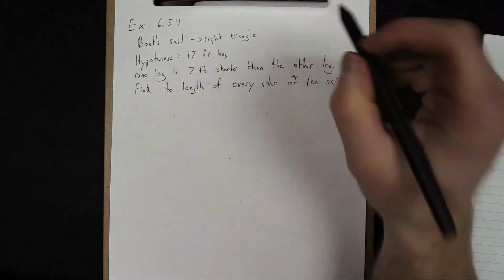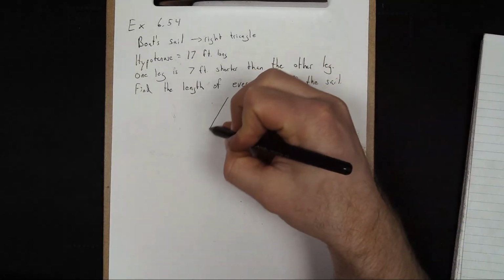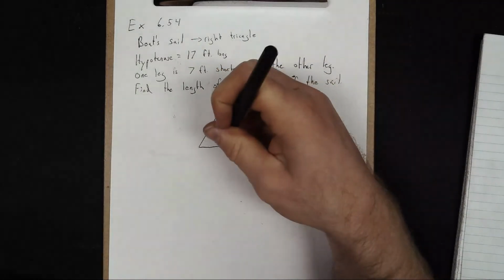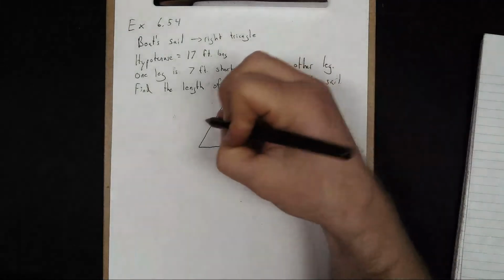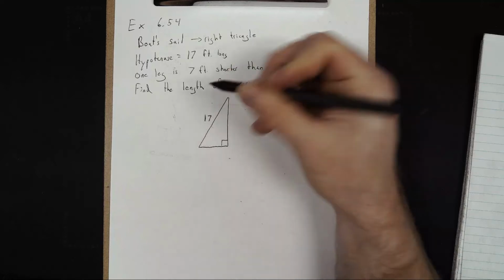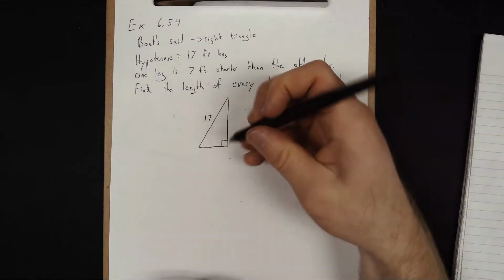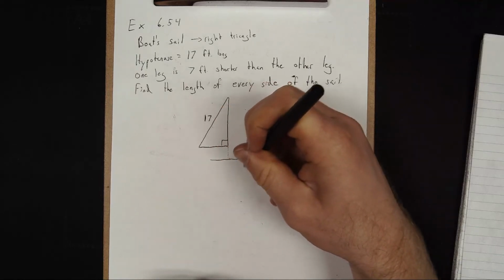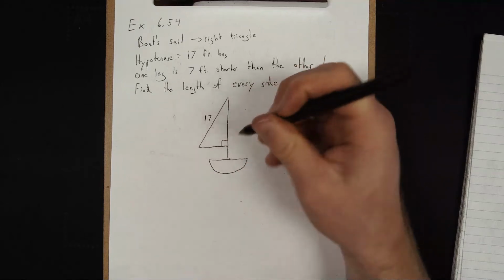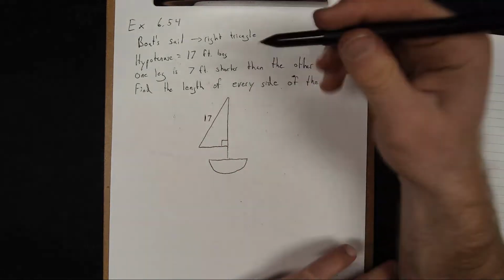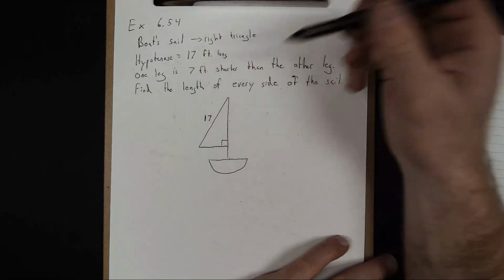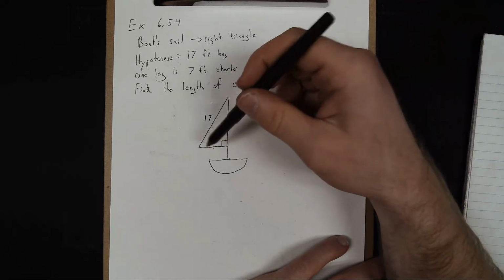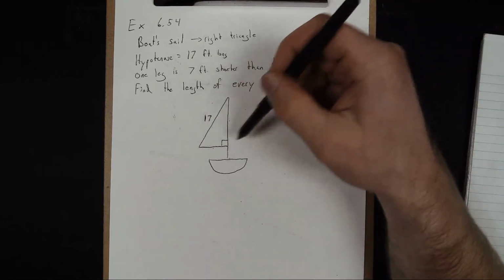Okay, step one is always draw a picture. Every great idea and project began with a really good picture. So we know 17 feet, right? If you want to make this a little boat sail, you can. So let's go ahead and do that really quick. Okay, so there's our boat. So here's a leg, here's a leg. One of these legs is 7 feet shorter than the other leg. And in our picture, this one is definitely shorter than that one, maybe by about 7 feet.